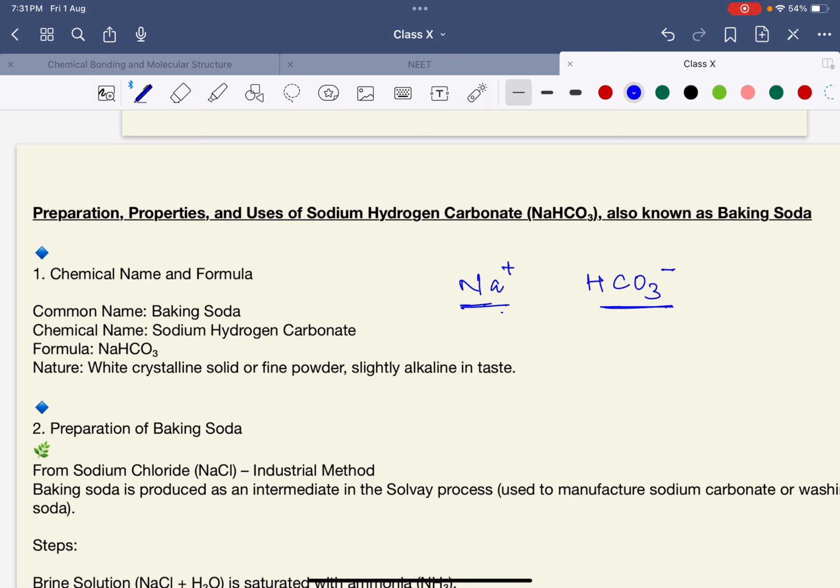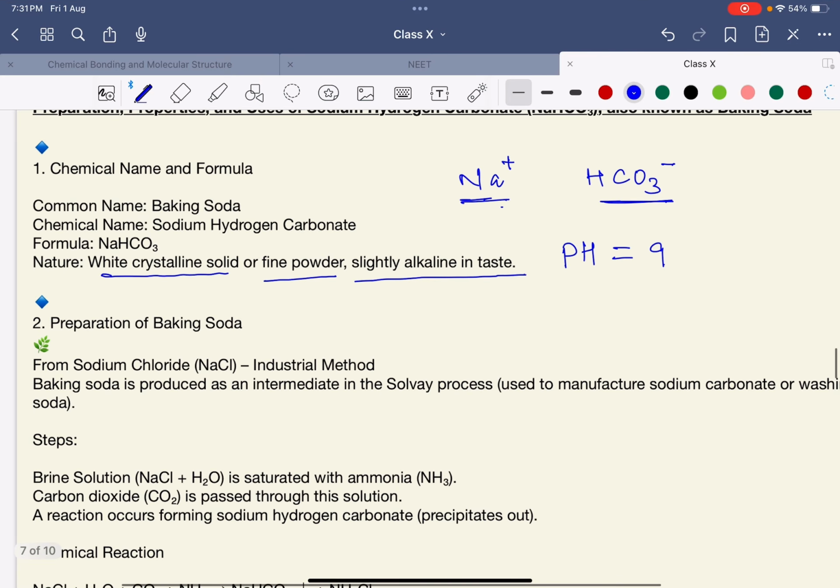So, the nature of this compound is a white crystalline solid or fine powder, slightly alkaline in taste. It means this compound is alkaline and the pH of this compound is about 9. So, in this case sodium hydrogen carbonate pH equals 9.